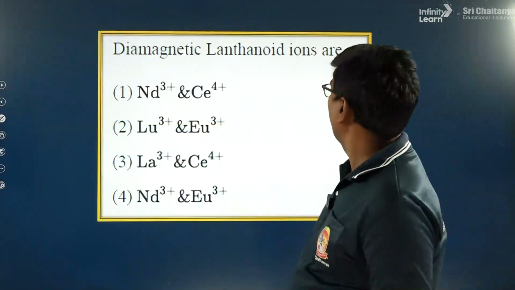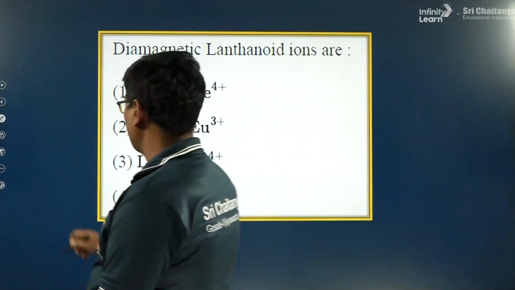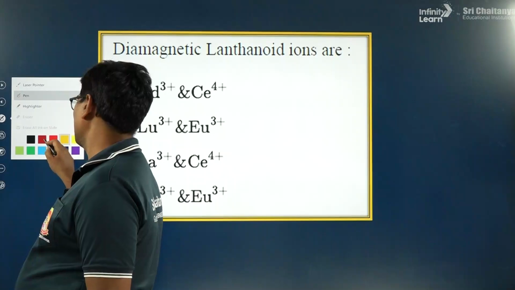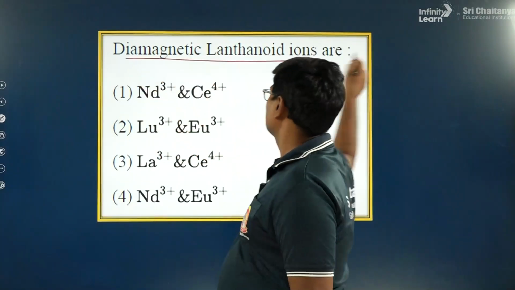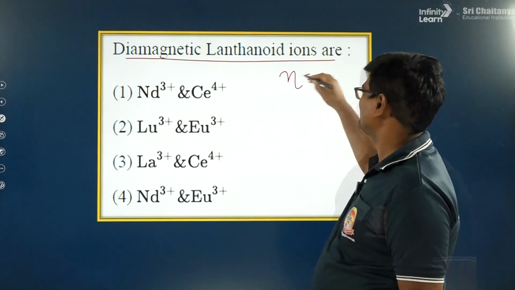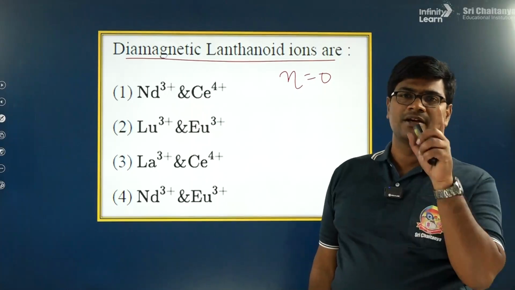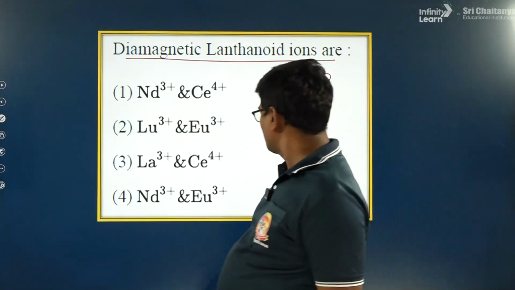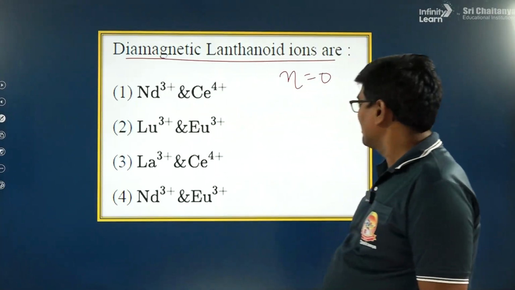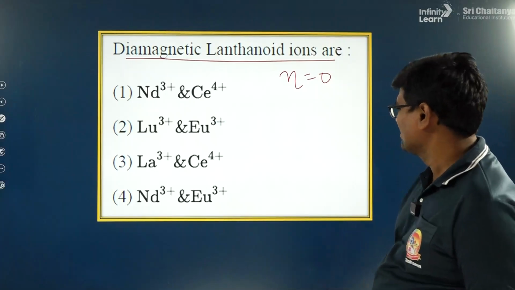The diamagnetic lanthanide ions are. So here magnetic properties depends on number of unpaired electrons. Diamagnetic means the number of unpaired electrons should be 0. Number of unpaired electrons should be 0. Here number of unpaired electrons is 0 means we need to take certain ions. Suppose if you go for this, you see this option.